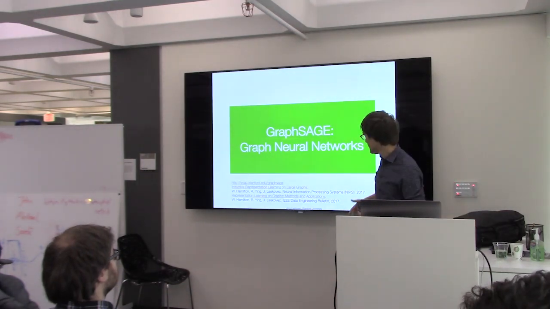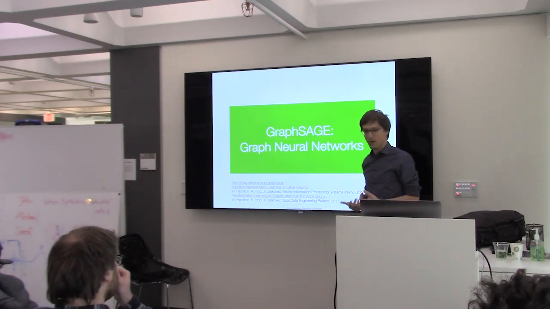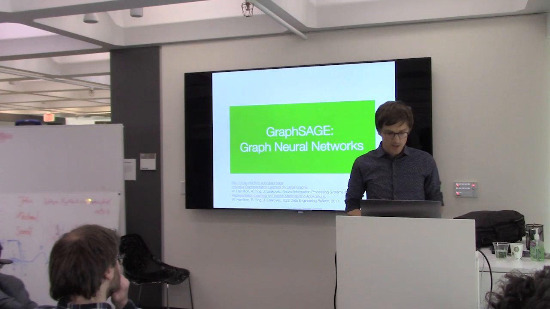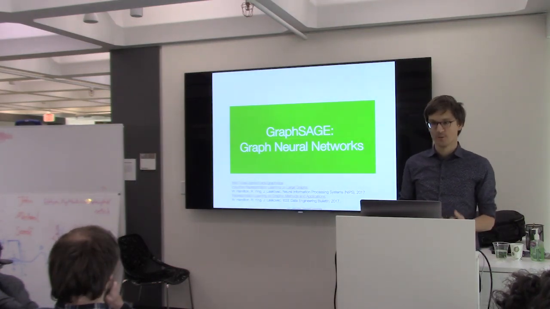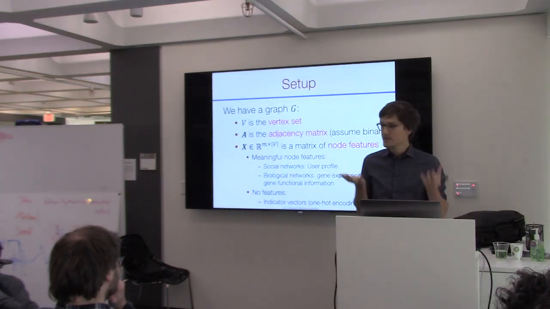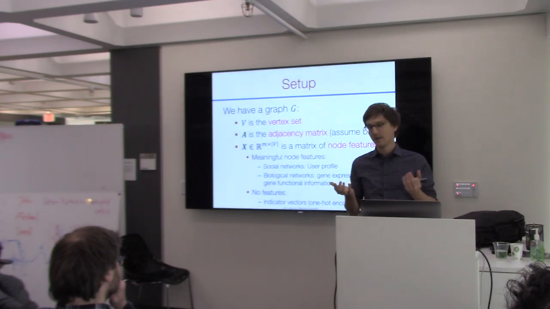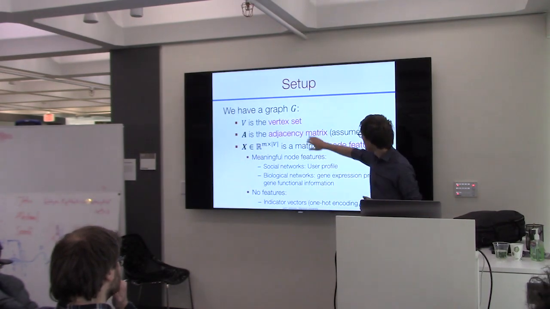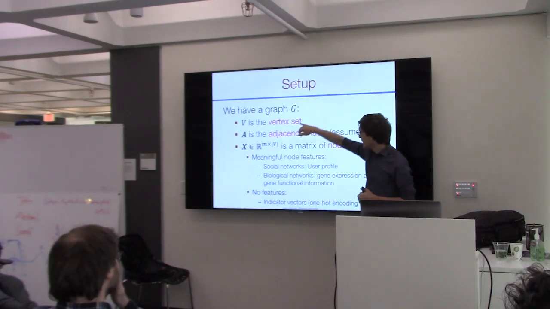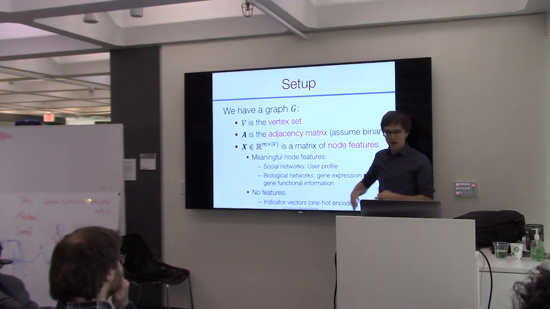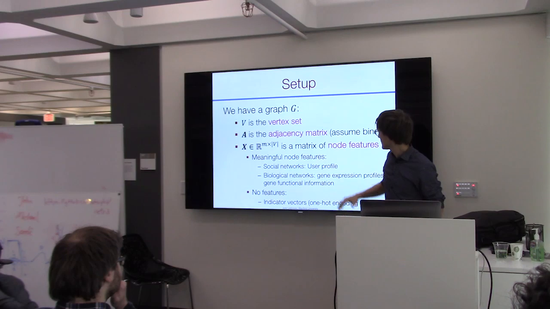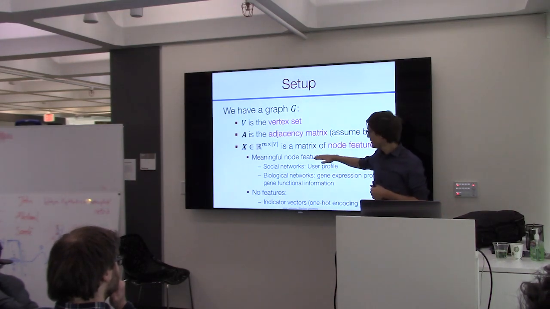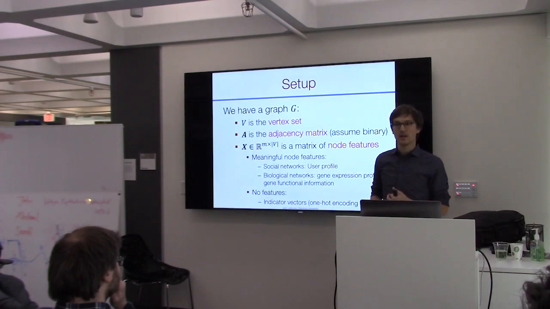And the method we developed in our group, we call GraphSAGE, and in some sense it generalizes neural networks to graphs. So here's my abstract setup, and then later I'll tell you about applications and how this works in practice. My setup is, I'm given a graph, it has a set of vertices. Let's assume this graph is undirected, so I have a nice symmetric adjacency matrix, and then every node in the network is described by some set of features.